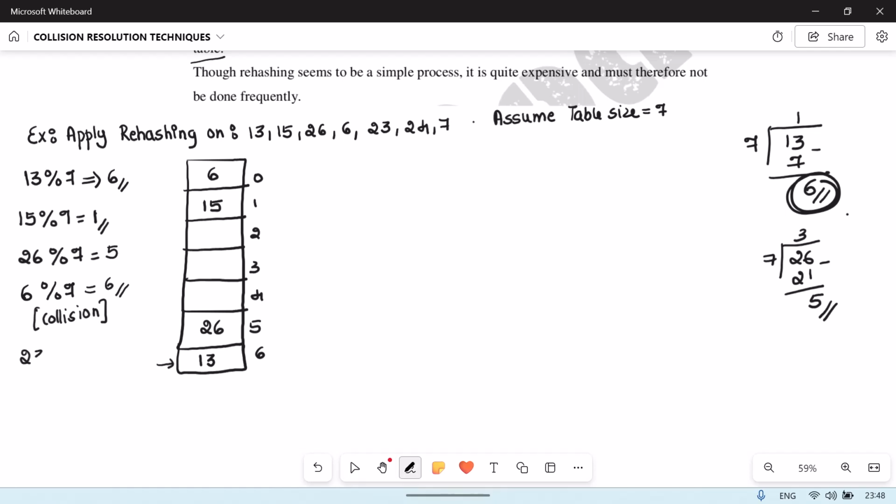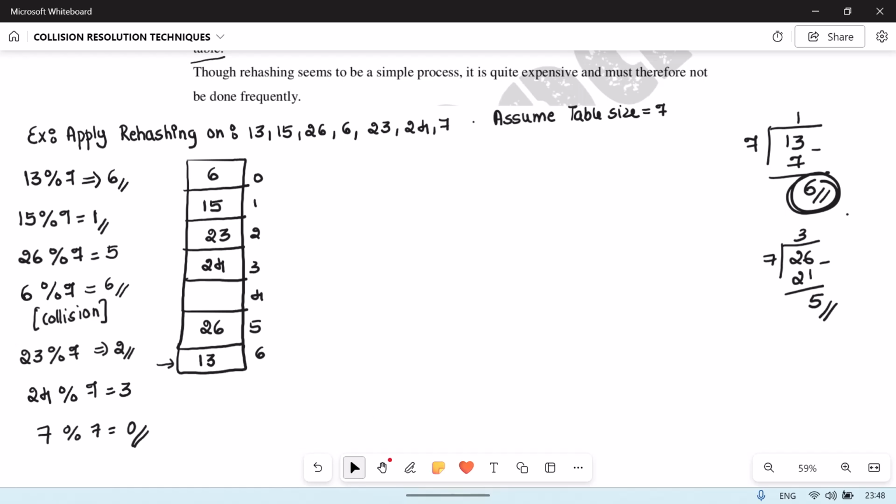Likewise, 23. 23 mod 7 is going to give me 2. So here 23 will come. Then 24 mod 7 is 3. So 24 will come here. Then we have 7 mod 7. 7 mod 7 is 0.